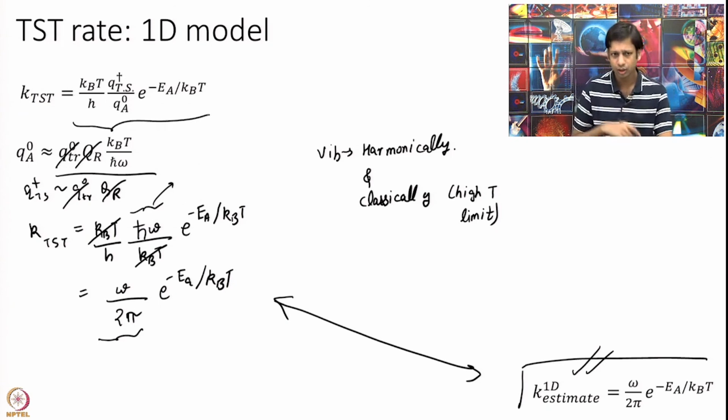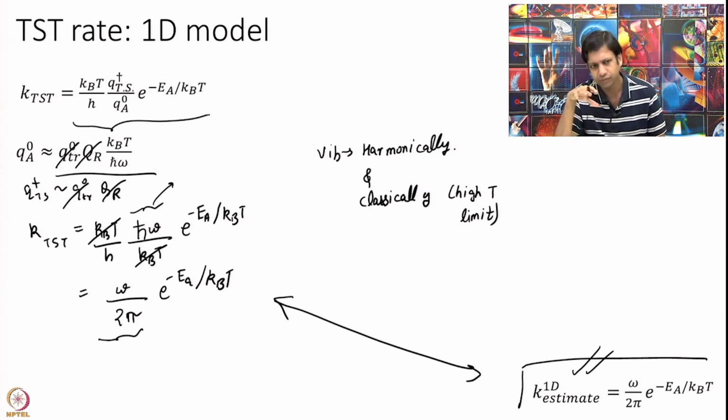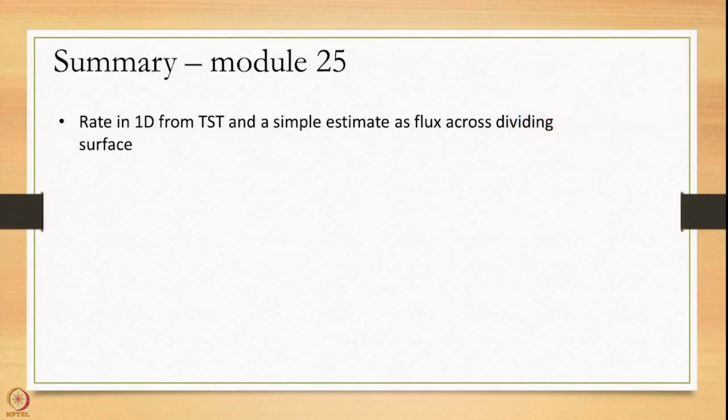Okay. So, I want to stop here, and today what we have done really is we have calculated a 1D rate as a flux across this dividing surface. We put a marker on the transition state, and I was looking at the flux of trajectories moving in the positive direction at the transition state, and from that we calculated a rate constant as omega over 2 pi times e to the power of minus beta E, and that we saw actually matches in some limit with the transition state answer we have already derived.